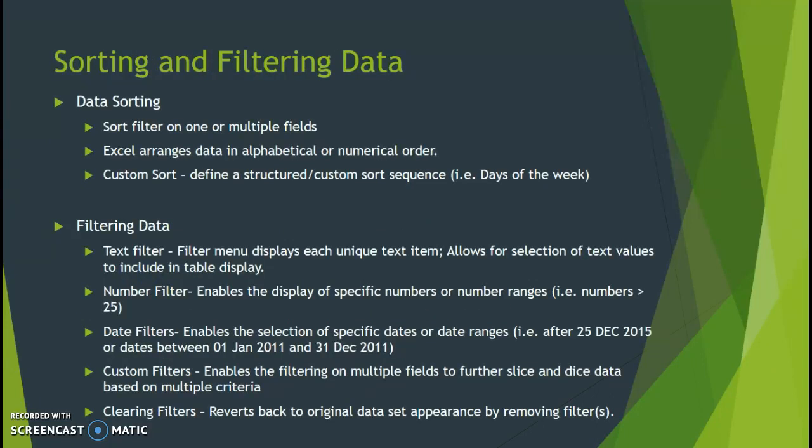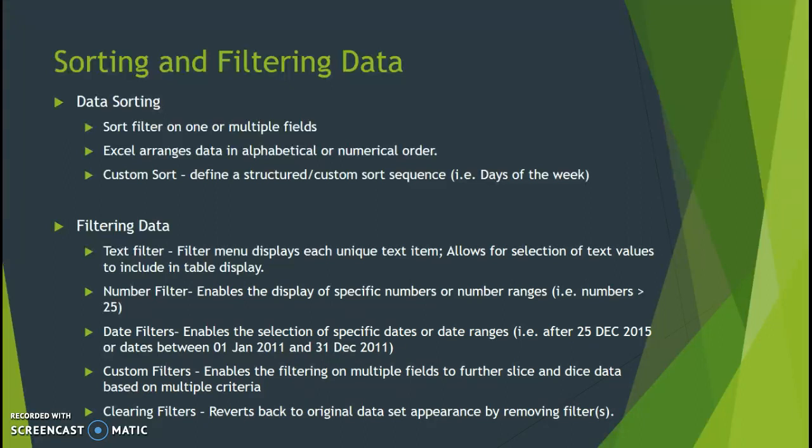The other piece we're going to be looking at in this module is further looking at some of the sorting and filtering options that are available in the table. We covered some of this briefly in the previous video, but I want to concentrate a little bit more on it. So again, very much like you can sort and filter data in the Excel spreadsheet itself, in an Excel table you can sort or filter on one or more fields as well. By default, Excel arranges data in numerical or alphabetical order, and you can go ahead and create a custom sort, which basically requires you to define a structured sequence, for example, days of the week.